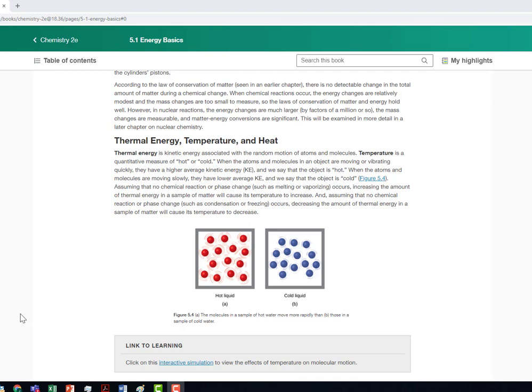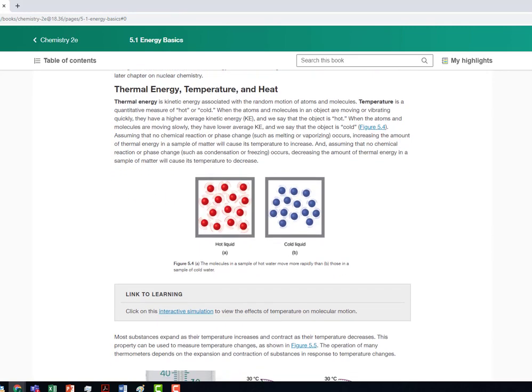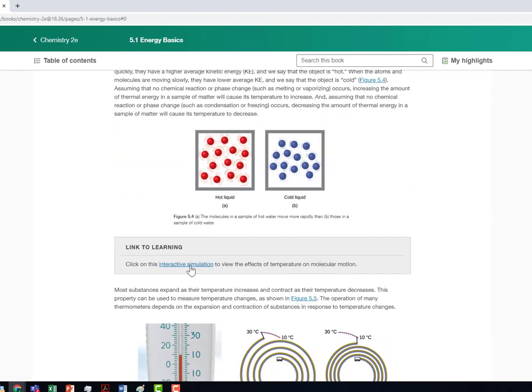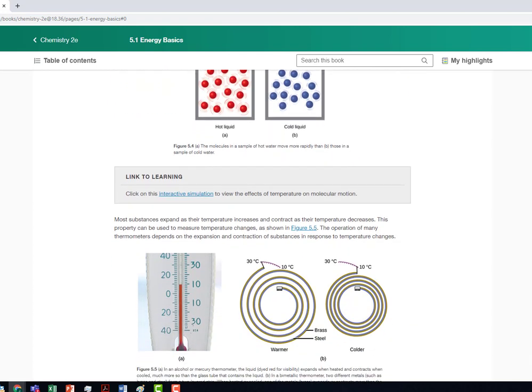We can actually measure this vibration by measuring temperature. So temperature is how we measure thermal energy. When something is increasing in temperature, the molecules that make it up are moving about more than they would have otherwise. So that is how we measure thermal energy. There's a simulation you can look at with regards to temperature and molecular motion if that is something you would like to explore a little bit more.